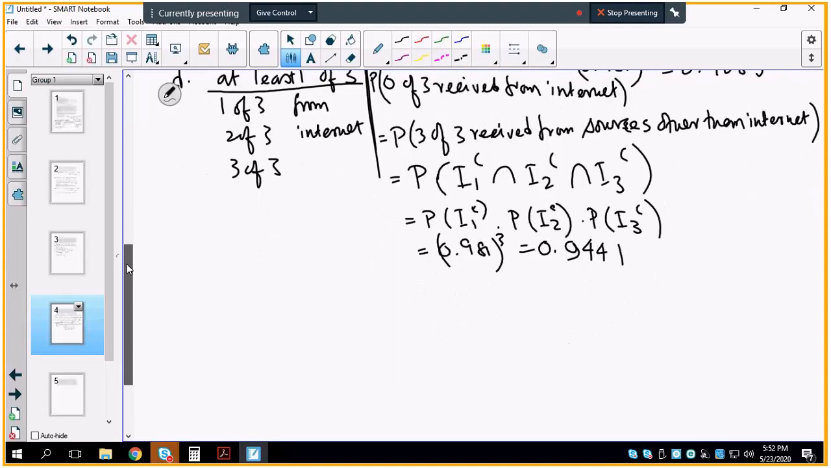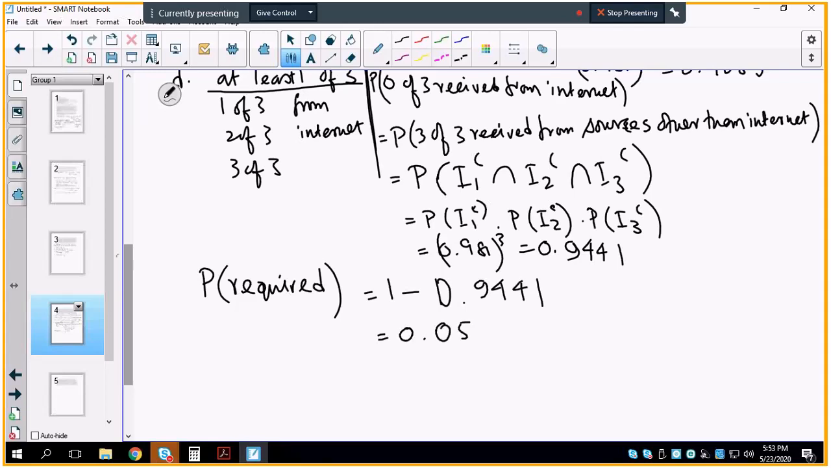So I will say probability of the required, which is at least one received from internet, will be 1 minus probability of no one, which is 0.9441, and that is going to be 0.0559. And that answers my question. And we will go to our next problem.